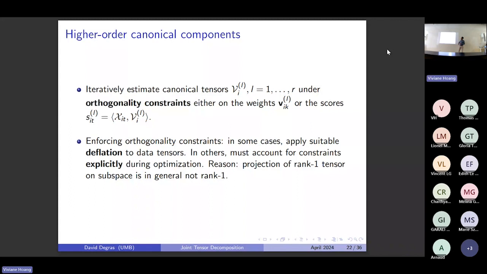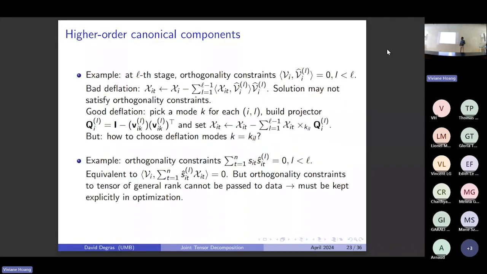I don't want to spend too much time on those constraints, but I just want to say that in some cases, you can do the standard thing, which is to deflate the data in a suitable way and just pass on the orthogonality constraints from the optimization variables to the data, and everything works smoothly. That's wonderful. There are some situations with tensors where you cannot do that, and you need to keep those orthogonality constraints explicit. So a very quick example.